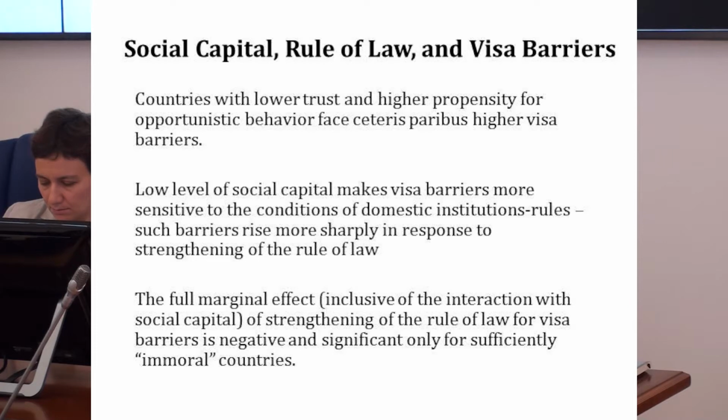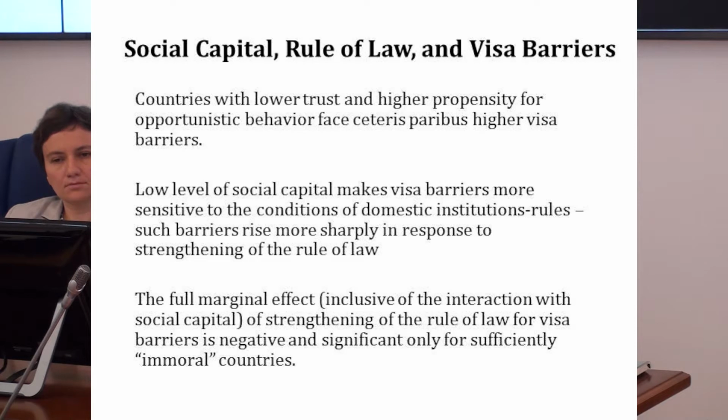So we can conclude by saying that countries with lower trust and higher propensity for opportunistic behavior face, ceteris paribus, higher visa barriers. A low level of social capital makes visa barriers more sensitive to the conditions of domestic institutions' rules. And the full marginal effect, inclusive of the interaction with social capital, of strengthening the rule of law on visa barriers is negative and significant, but this is for sufficiently immoral countries.